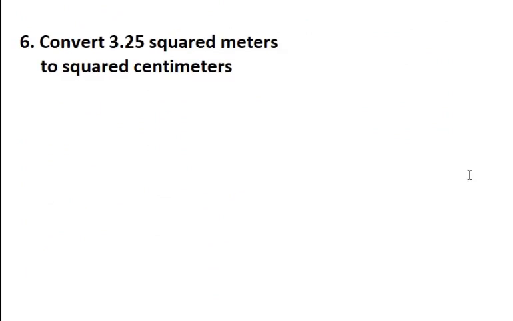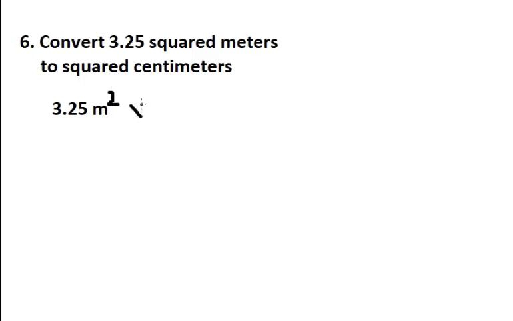And the last one, convert 3.25 square meters to square centimeters. In this case, we have units that are squared. M squared and cm squared. We don't have an identity for them in the list of identities I gave you, but we can do some things in order to make this work. We can put 3.25 m and we put the square. That's the unit, 3.25 square meters.